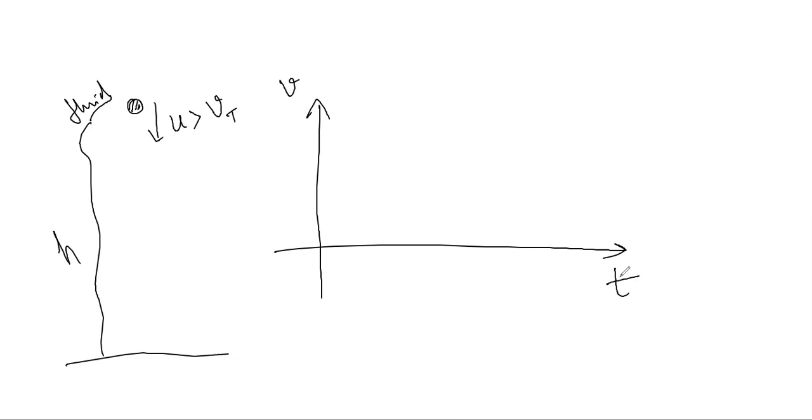So when u, in the other case, the u was less than the terminal velocity. Now u is greater than it. We have thrown one object vertically downward with some initial velocity greater than terminal velocity. You have to draw the graph now.